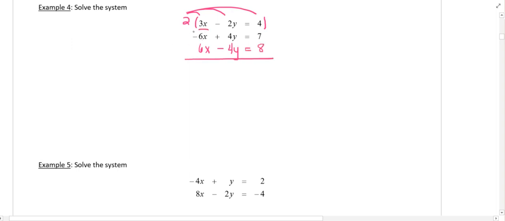When I come through here, here is what happens. My negative 6x plus 6x cancels, but also my negative 4y plus 4y cancels. So this gives me 0 equals 7 plus 8, 15. Well, 0 does not equal 15. That is a false statement. So this is an example of no solution.